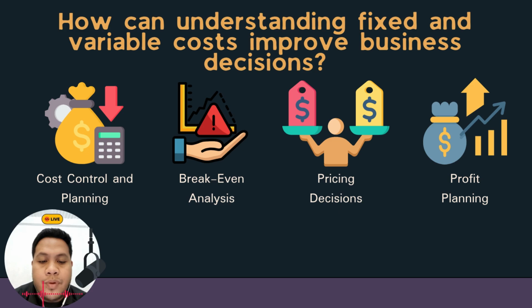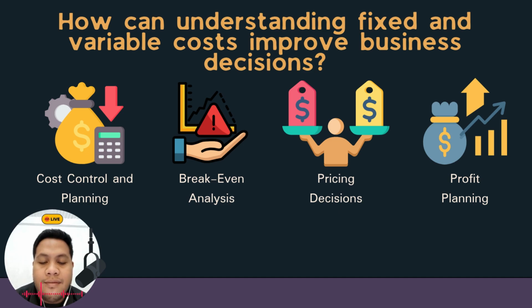Understanding fixed and variable costs enhances business decision making by allowing managers to accurately analyze cost behavior, predict profitability, and make informed choices. Specifically, it helps in the following ways. First, cost control and planning. Managers can identify which costs are controllable in the short term and which are more fixed, enabling them to develop strategies for cost reduction or optimization.